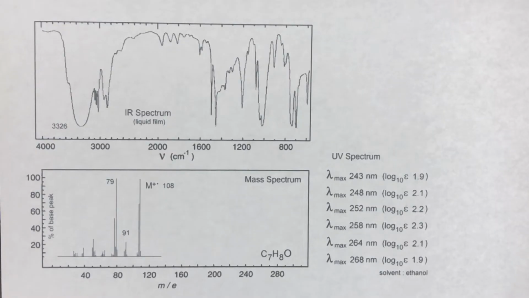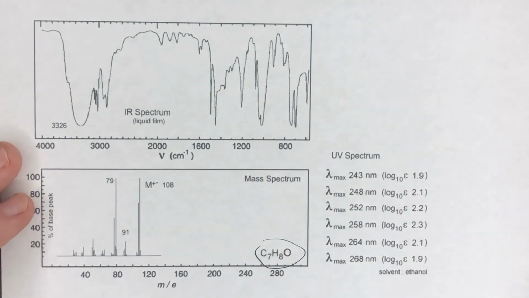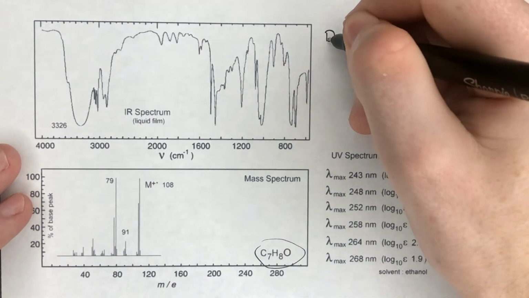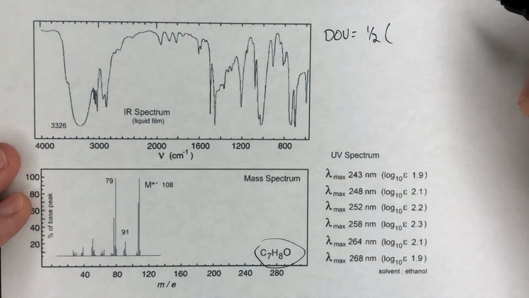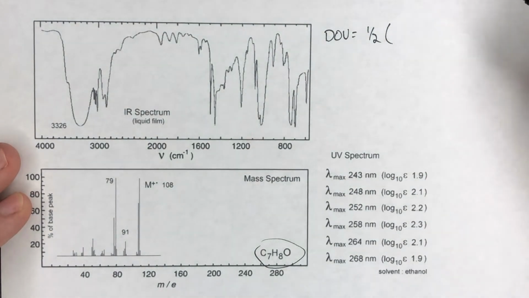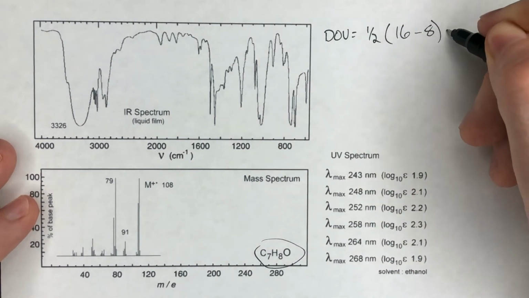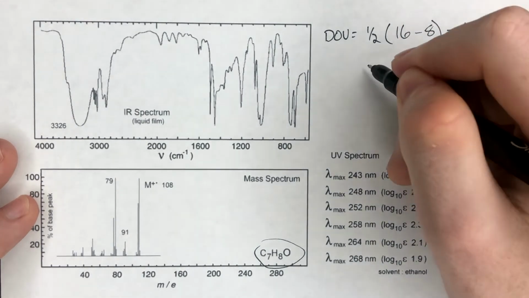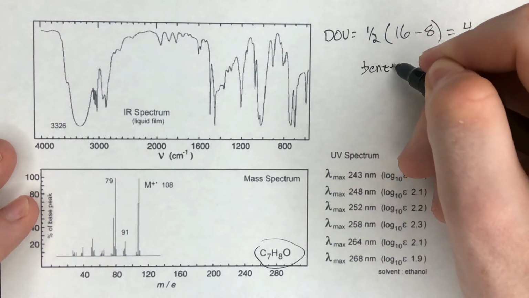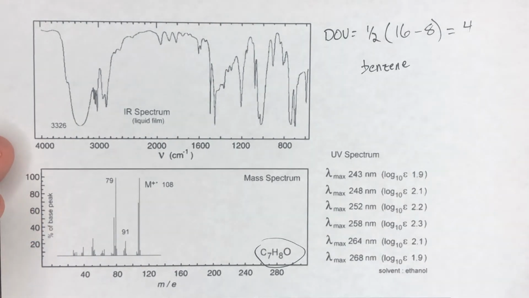All right, here we have our next question. So let's look at our degree of unsaturation first from the molecular formula. So degrees of unsaturation are 1/2 the number of hydrogens if saturated. In this case it is 7 times 2 plus 2 is 16, minus 8 is 8, divided by 2 is 4. So again, we should be thinking benzene.